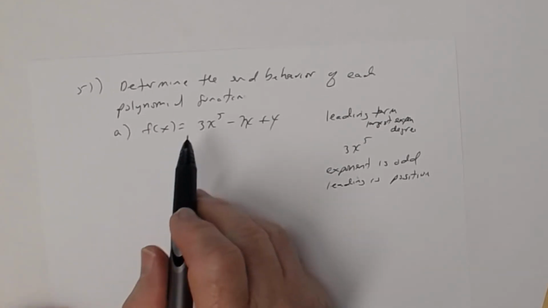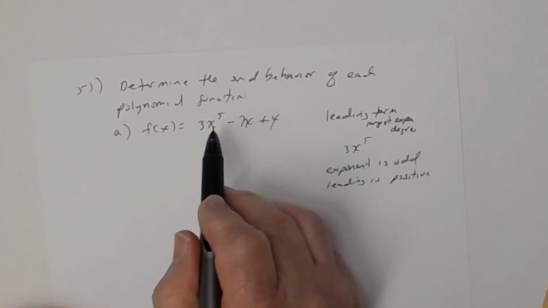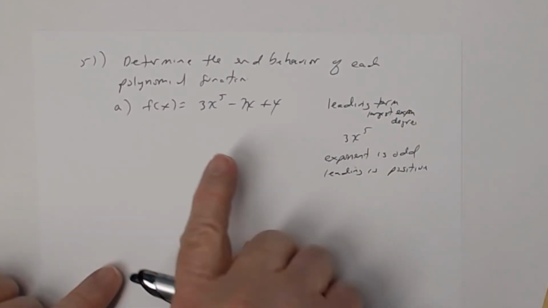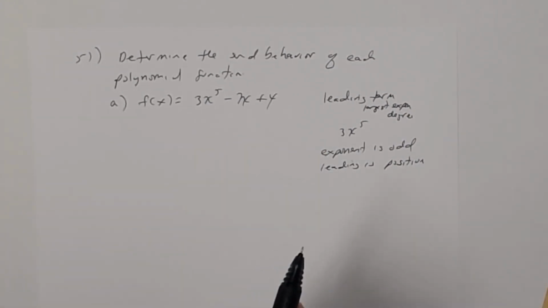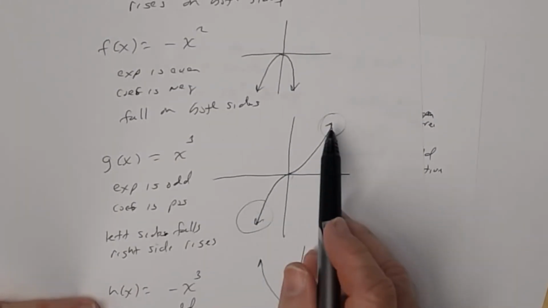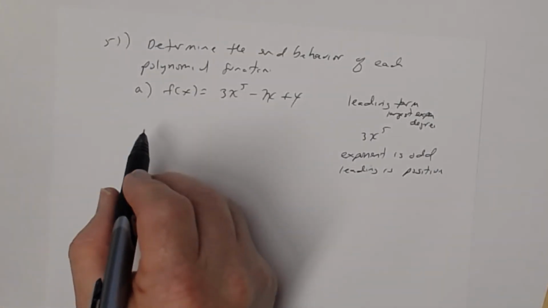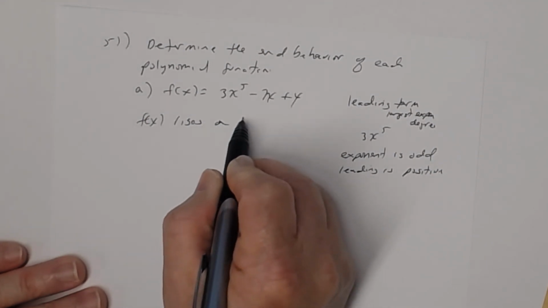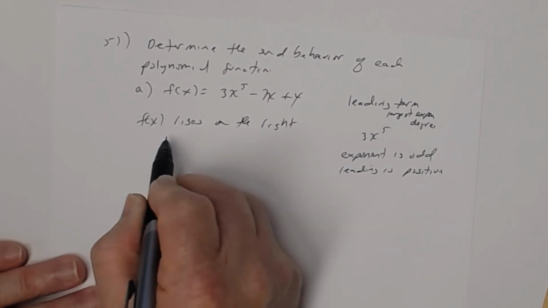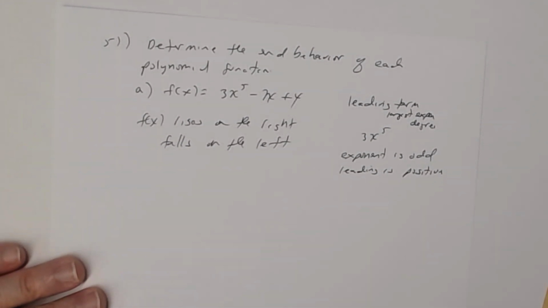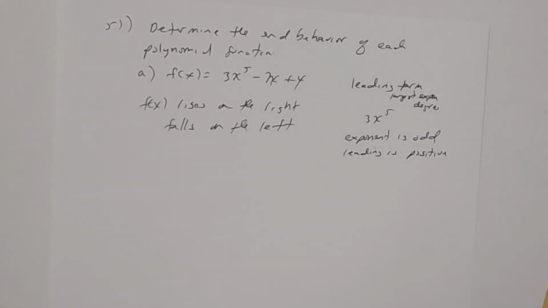So notice the leading coefficient is 3x to the fifth. The exponent is odd, so the ends go in opposite directions. The coefficient is positive, so you have to remember the x cubed one. So left, right: f of x rises on the right and falls on the left.